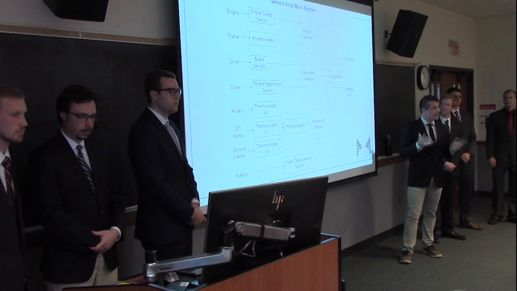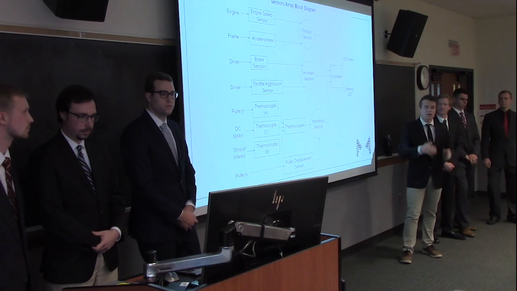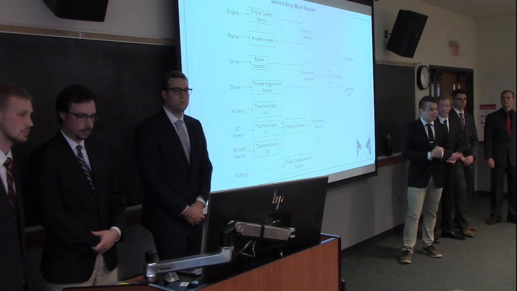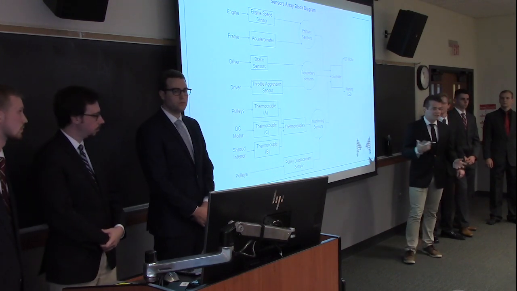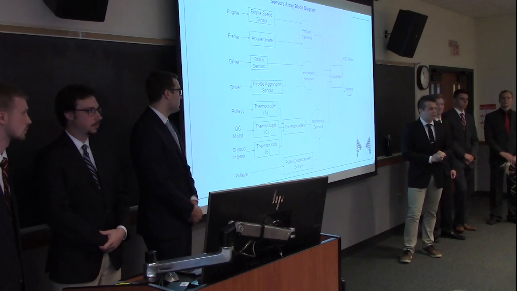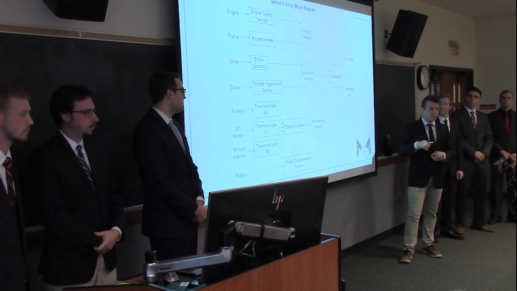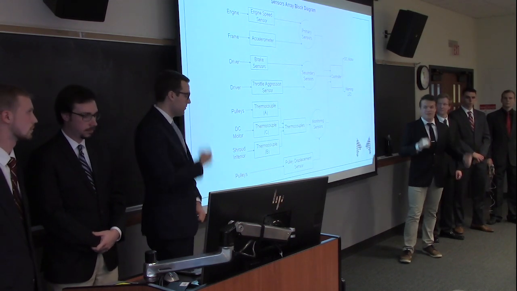The next two sensors are the secondary sensors, which are measuring inputs directly from the user or the driver. The first sensor is very simple, the brake sensor: you push your foot on the brake, and it sends a signal to the controller. The second one is a throttle aggression sensor, which I'm going to talk about a little more after this, which basically measures how aggressive the driver is driving the car.